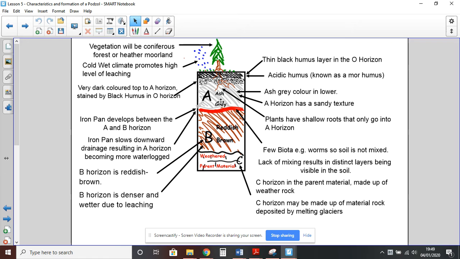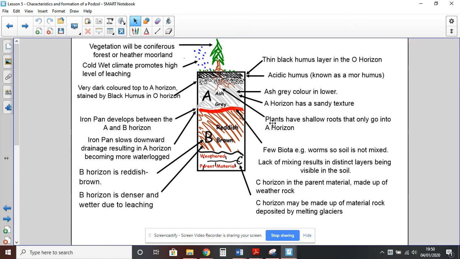As we move further down the A horizon, it becomes an ash grey colour, and the reason it's ash grey is because a lot of the nutrients are washed out of it downwards because of the high level of leaching in the soil. Leaching is the most common process in the soil with very little evaporation upwards. That's where stuff is drawn back up, and that's because it's a cold climate, and therefore there's very little evaporation upwards, and because of the heavy rainfall, most material is washed downwards.